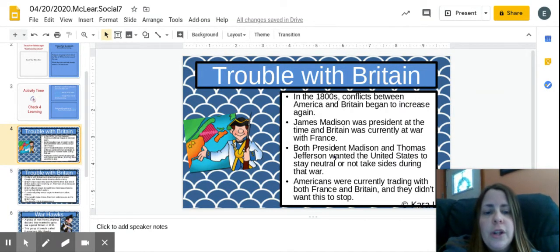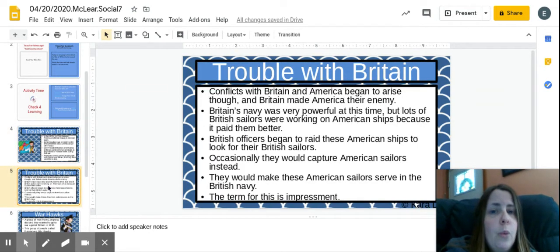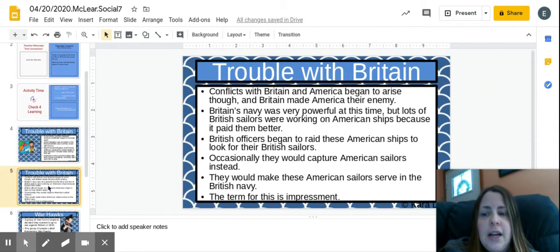We also were enjoying trading with both France and Britain, and we didn't want this to stop. If we sided with France, Britain would stop trading with us. And if we sided with Britain, then France would stop trading with us. So we wanted to stay neutral, meaning that we didn't pick a side, so that we could still trade with both countries. So that was one of the causes.